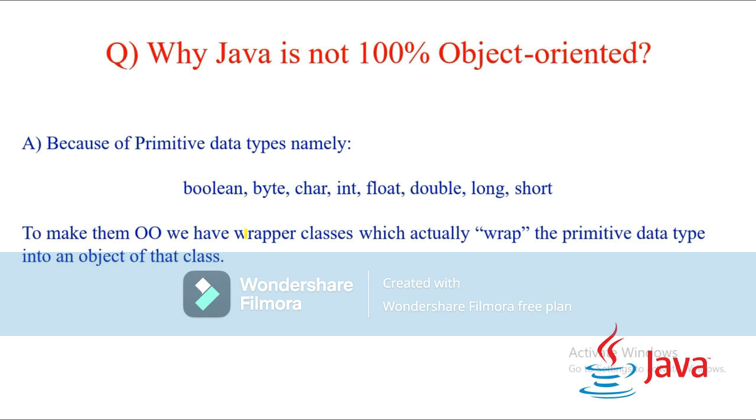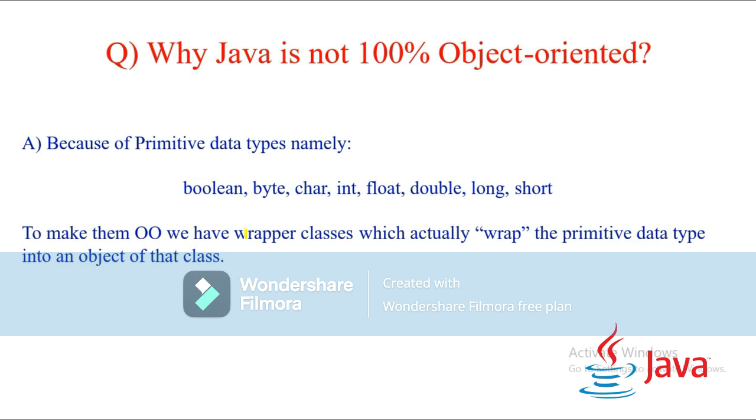There are such 8 primitive data types which we use while programming in Java, and hence Java is not a completely object-oriented language. Because when you say that it is object-oriented, it means that everything should revolve around only objects. But these are not objects.